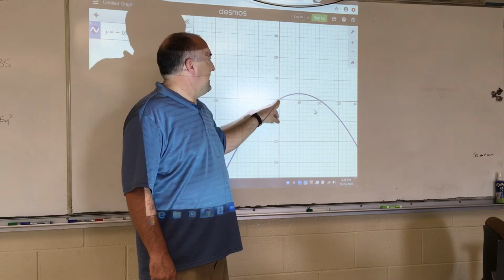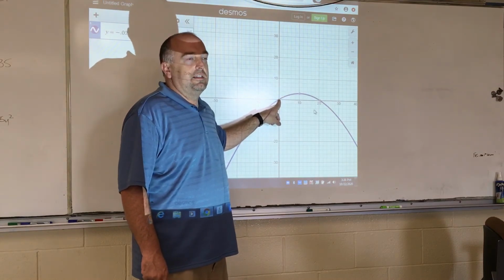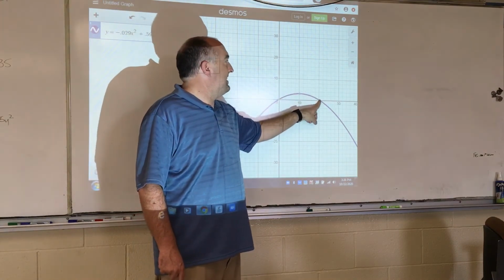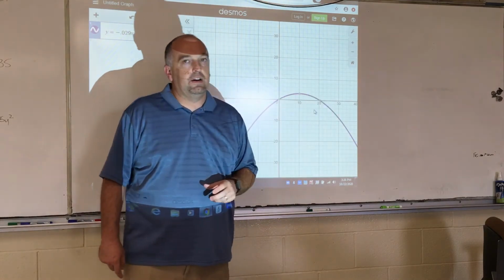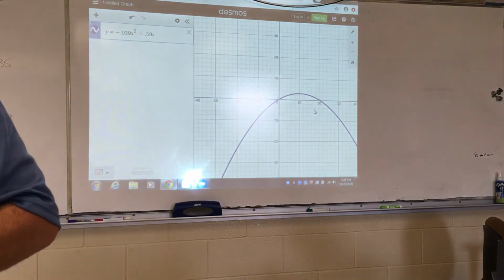Because when x is 0, that's where the frog is. Okay, and it jumps here and it lands here. It doesn't go underneath the ground. So we're really just concerned with this part right here. And we'll talk a little bit about the domain and range in a second.